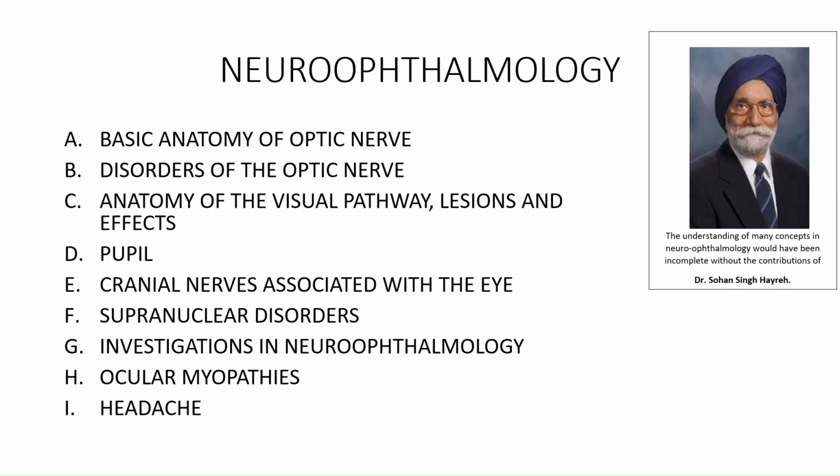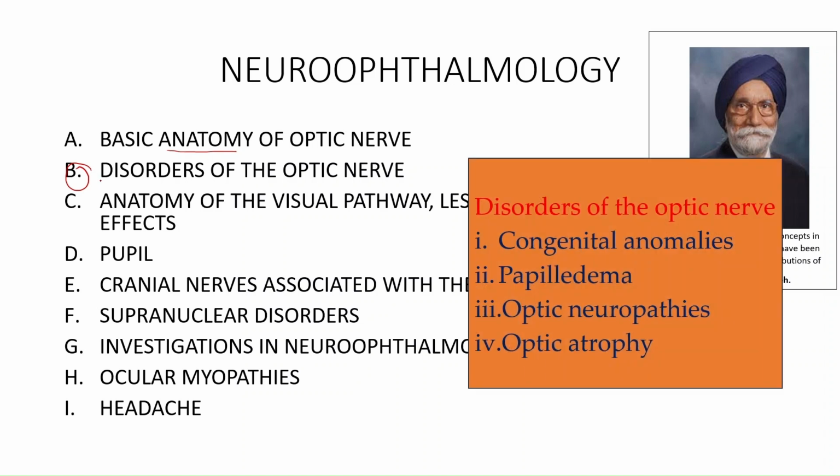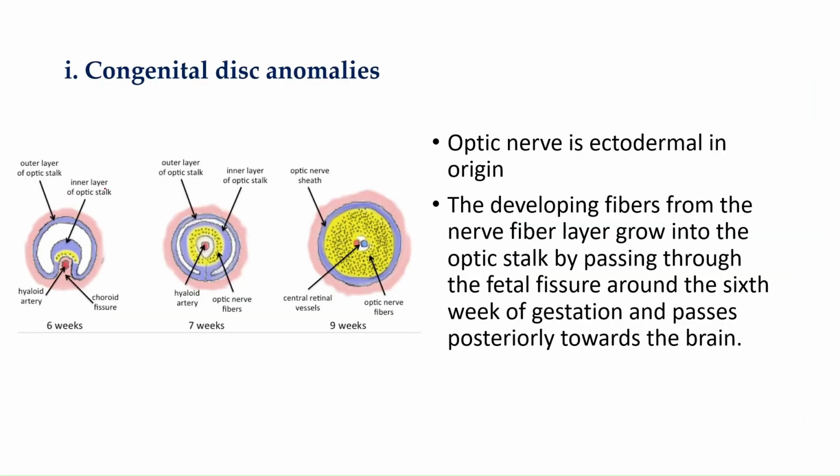Last class we completed the basic anatomy of the optic nerve. Today we will be dealing with the disorders of the optic nerve. So in this topic we will be discussing congenital anomalies, papilledema, optic neuropathies and optic atrophy. Let's begin with congenital disc anomalies.